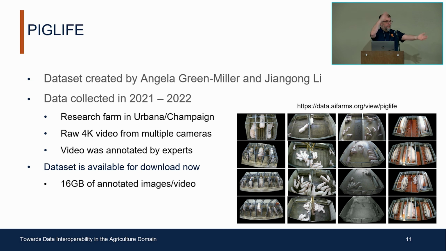So Angela's dataset, PigLife, is one of the ones that we used as an example. Data collected 2021 to 2022. It's all video data. The dataset is annotated, and she asked us if we can make it available. So how do we go through this process of making this data available? Here are some of the images. The video was annotated by experts with where the pigs are and what the pigs are doing at that point in time. It's a really cool dataset, and I was like, yes, how do we make this available? How do we make it findable, et cetera?